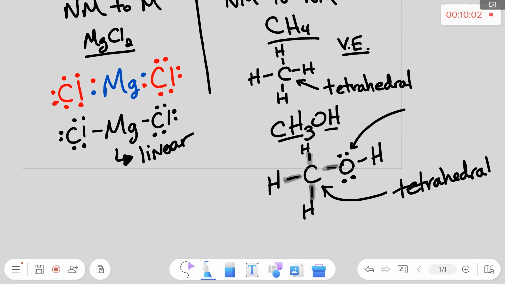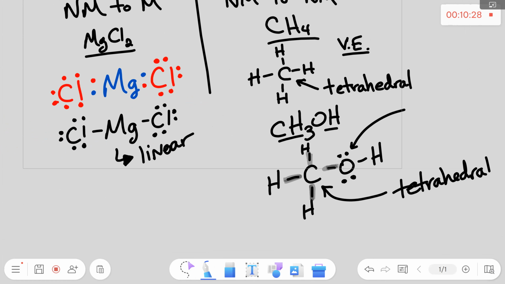The other one, however, how many bonding sites are on that oxygen? This is probably the other big mistake I've seen. If I had a list of the 10 things students get wrong, 8 of them would be right here. How many bonding sites do you have? We have 4.